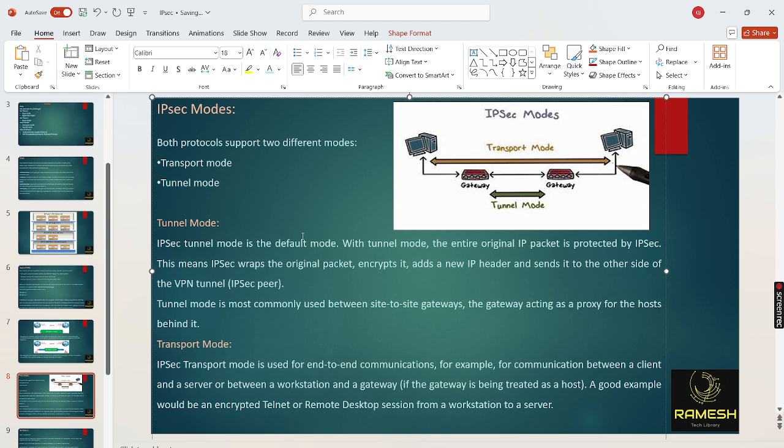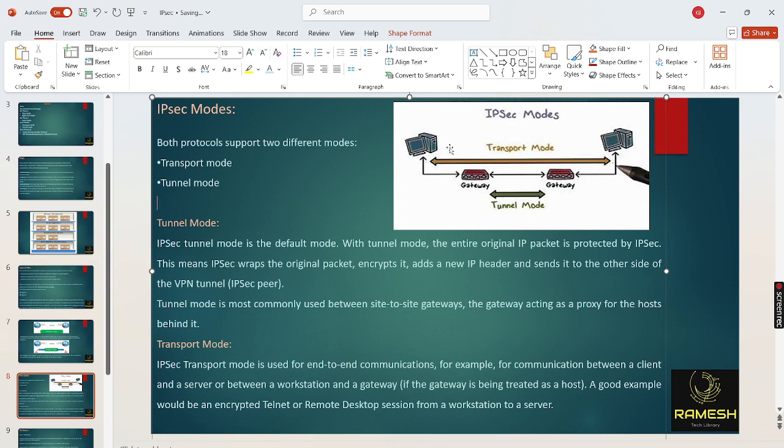See here, tunnel mode is most commonly used between the site to site gateways, where we are configuring the IPsec tunnel between the gateways. But transparent mode is used in end-to-end connections. This is the endpoint, and this is also an endpoint.